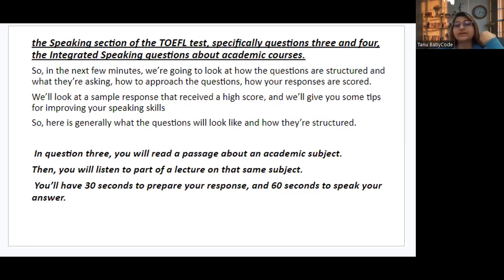Now we will look at how the questions are structured, what they are asking, how you are going to approach the questions, and how your responses will be scored. And we will look at some tips also on how you can improve your speaking skills. So once again, question number 3, that means integrated task 3, you will read a passage on an academic subject. Then you will listen to a part of a lecture on the same subject. You have 30 seconds to prepare for your response and 60 seconds to speak your answer.